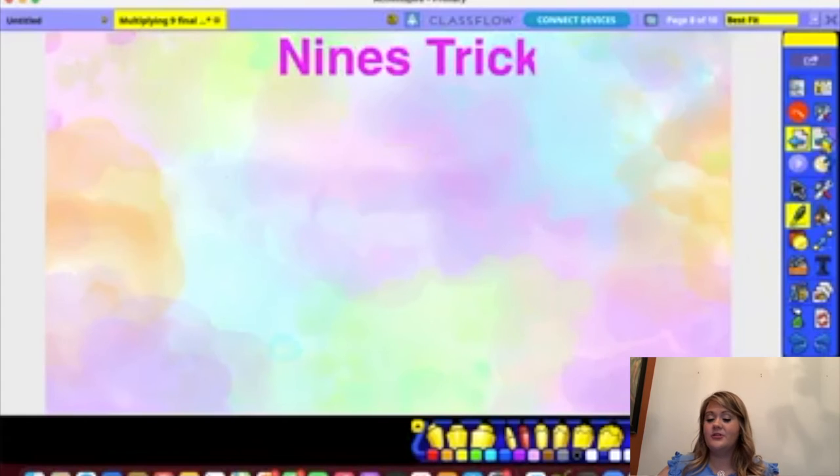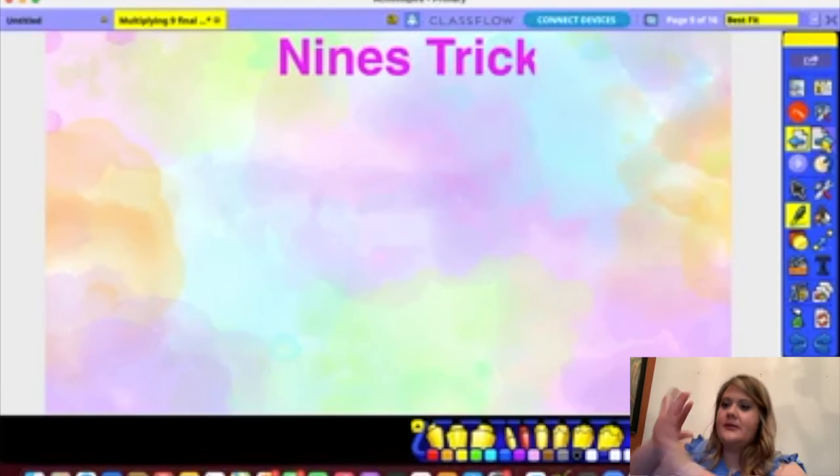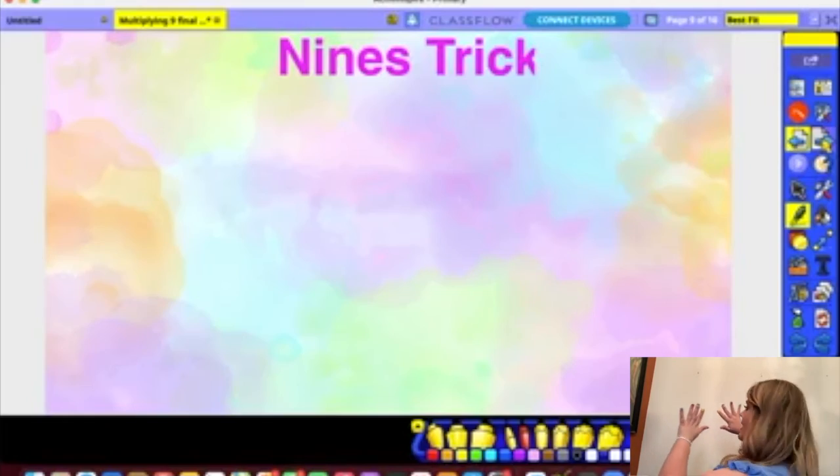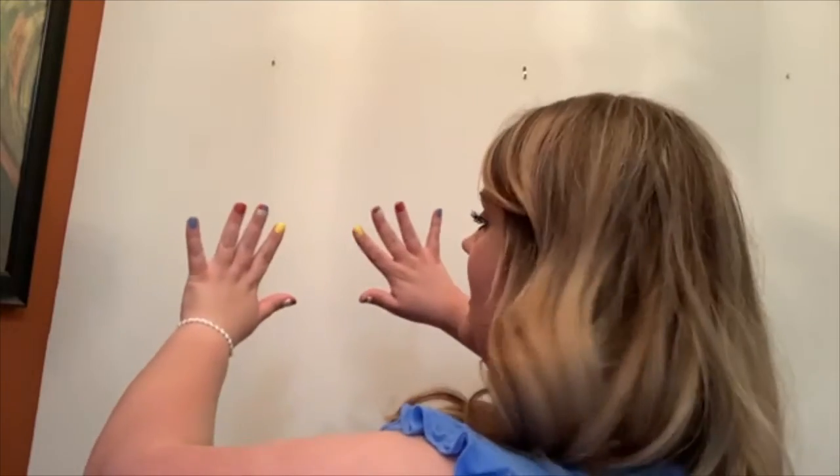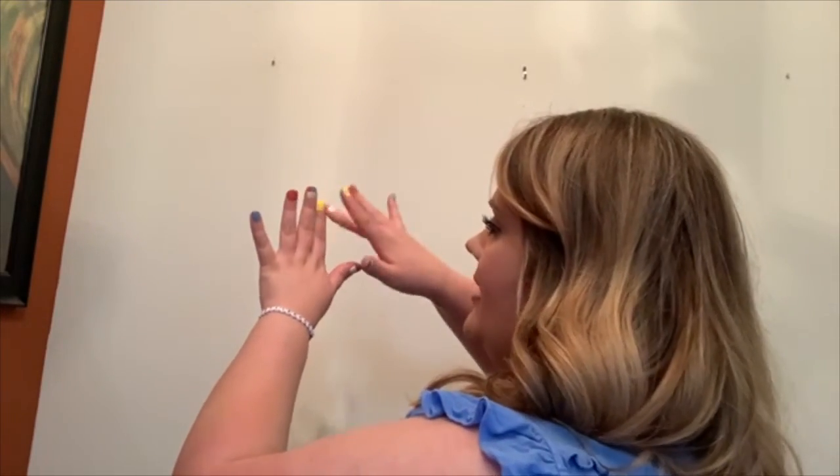And the last strategy is a trick that I've learned when I was a kid, and I use it to this day. So it's the 9s trick, and you're going to use your fingers. I'm going to go ahead and I'm going to turn this way, and that way we can do it together. And my hands are in the right direction. So if I gave you the numbers 9 times 4, I would start always with my left hand, and I would put my 4th finger down.